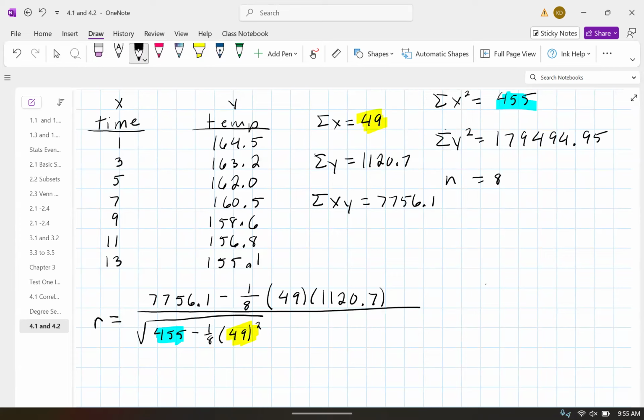I find that the hardest part of this formula is knowing which one sum of x and sum of x squared are. So I've highlighted them, which I hope helps a little bit. All right, then we do the y's. Same thing. 179494.95 minus 1/8 times 1120.7 squared.